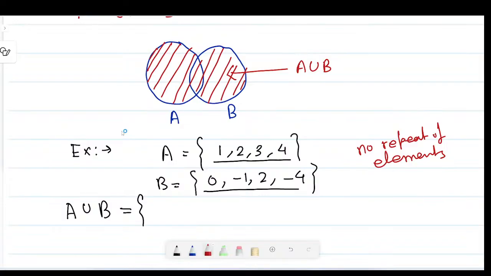Such that A union B will be 1, 2, 3, and 4, and from B we shall take 0, -1. Okay, 2 already taken, so we should not repeat it. Then we just take -4.